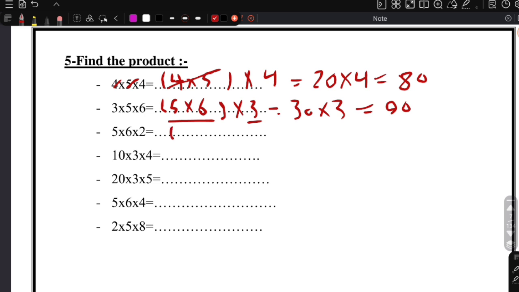I will choose 5 times 6, times what? Times 2. Okay, 5 times 6 is 30, times 2 is, yes, 60. And you have the one left here. To test yourself, okay? Test yourself by solving these 4 problems.